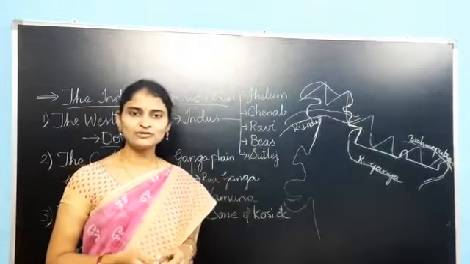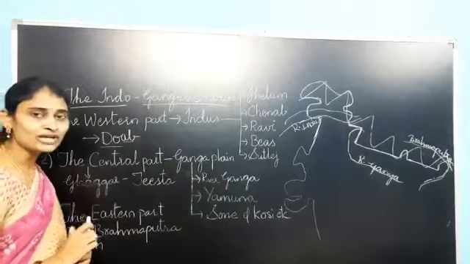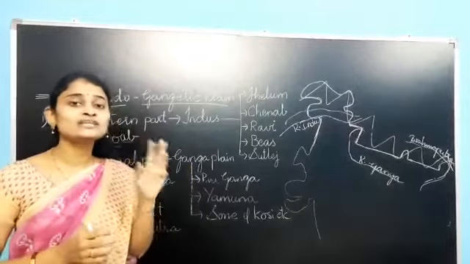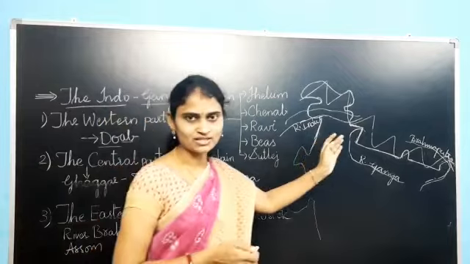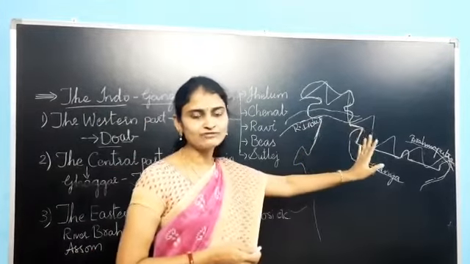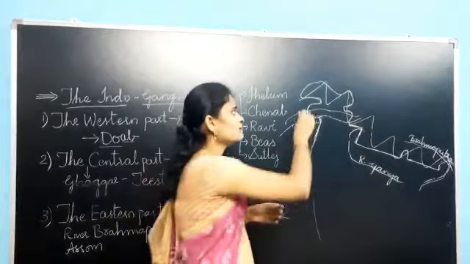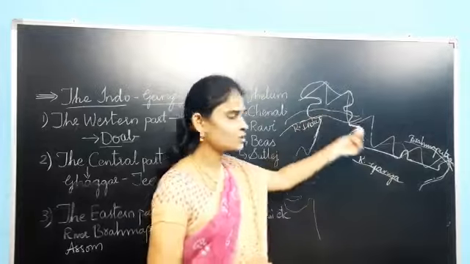In this video, I am going to teach you about Indo-Gangetic Plains. Indo-Gangetic Plains are formed due to the interaction of three Himalayan rivers. I will show you with the help of this map. Here I have drawn only the north part of India roughly. Himalayas are located here.